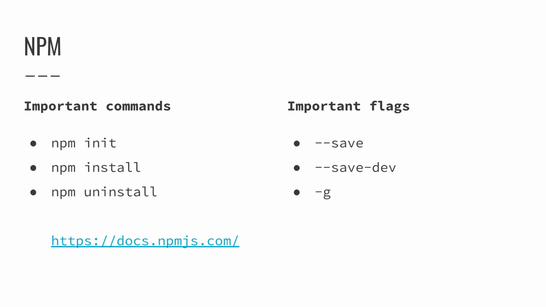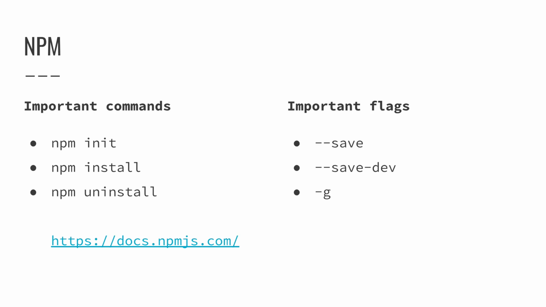The save dev is pretty much like save, but the save dev goes in the dev dependencies. And the difference between dev dependencies and the dependencies is that the dev dependencies are not part of the project. They are modules that you need maybe to build the project. That's some tooling, but they're not part of the project itself. What you run will not contain the dev dependencies.